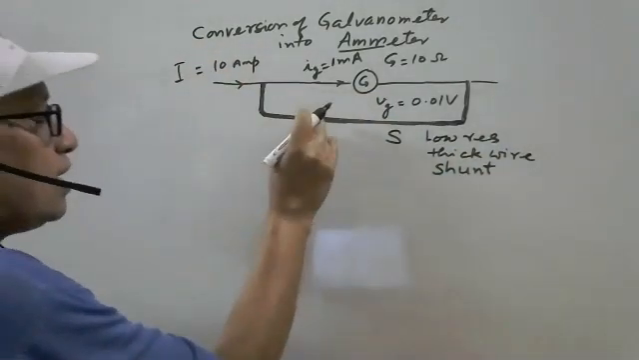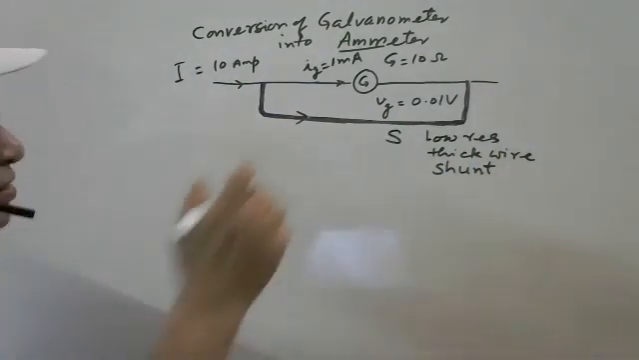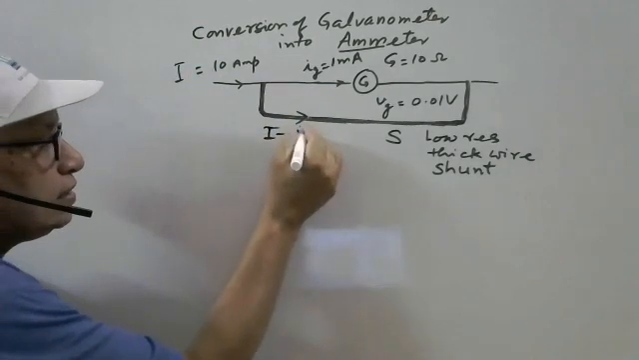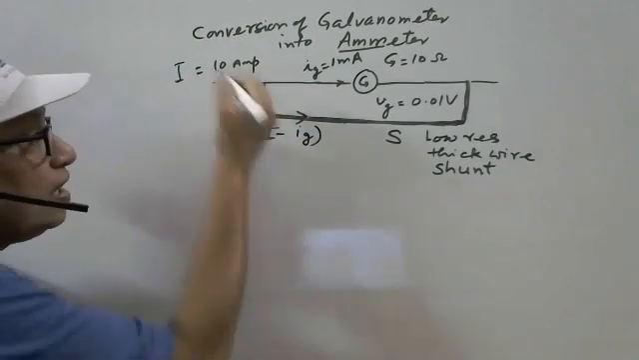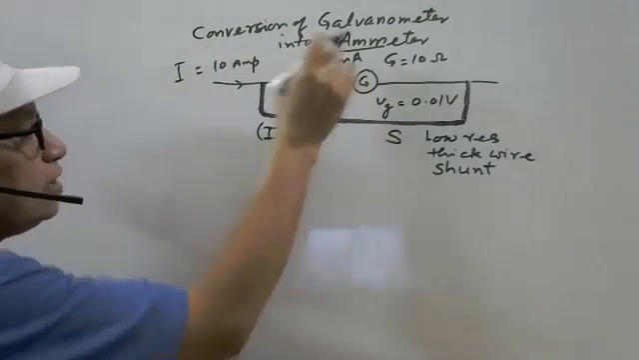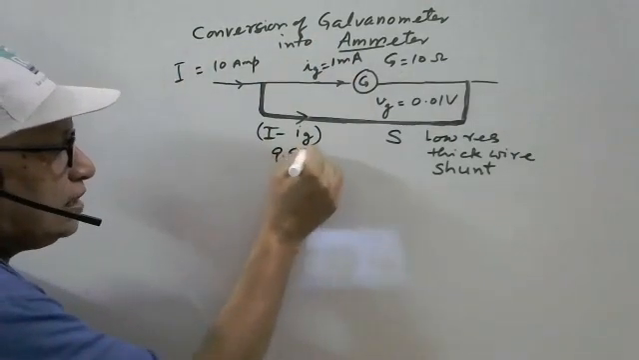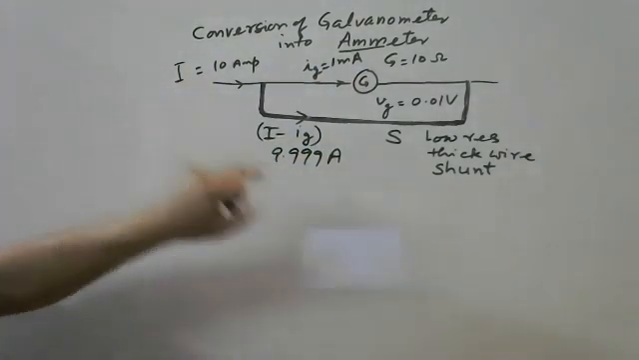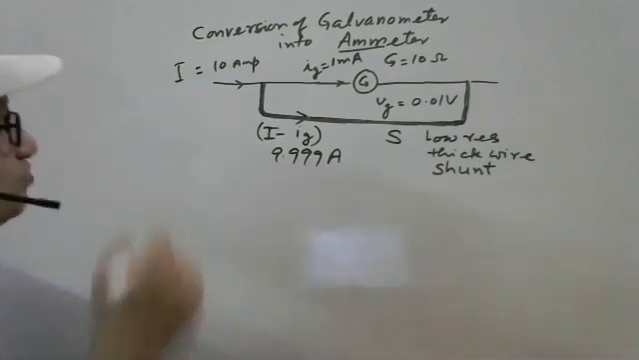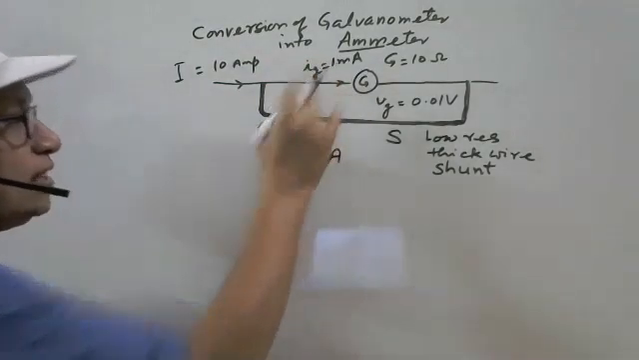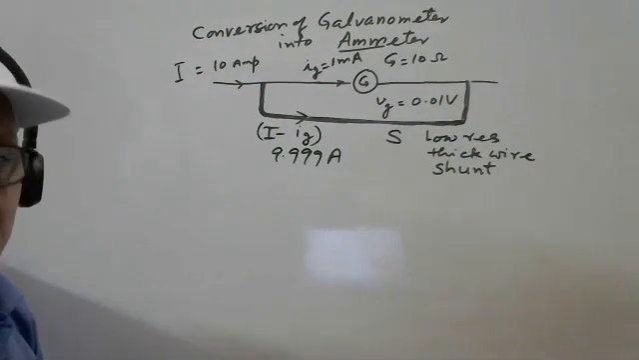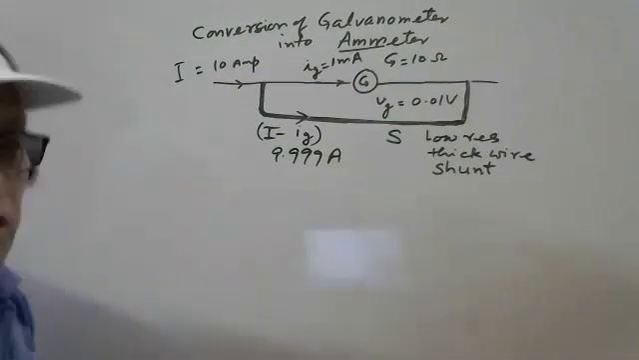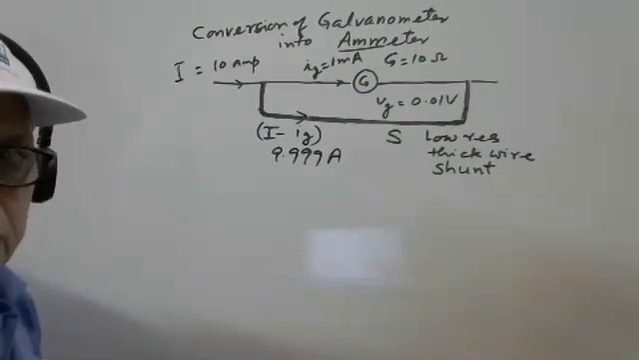So the current passing through the shunt is simply I minus Ig. And here 10 minus 0.001 is 9.999 ampere current. So almost all the current is passing through the shunt. Now these two, the shunt and the galvanometer, are in parallel. Because of the parallel circuit, the voltage difference must be the same.